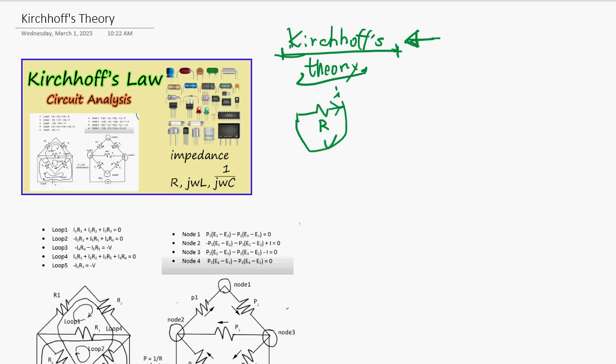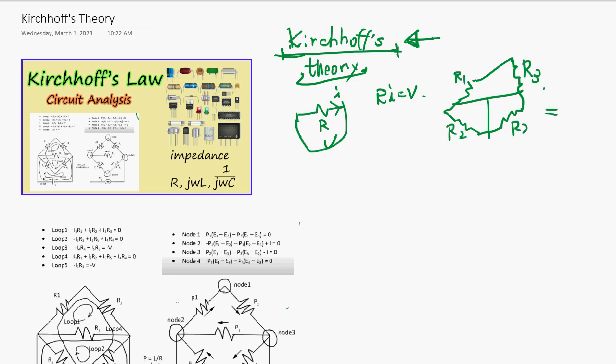Ohm's law says Ri equals V. So when you have a complicated network, R1, R2, R3, R4, all interconnected like that, how do you analyze it? It's going to be simultaneous linear equations. So this is called linear. Okay, and what you do is you have two ways to use the Kirchhoff's law.